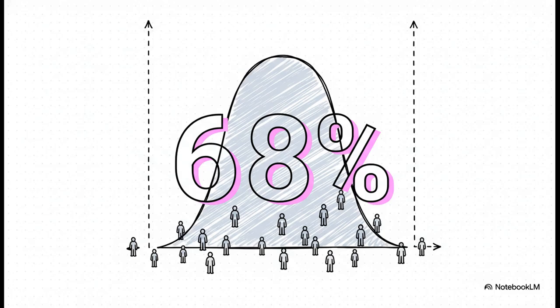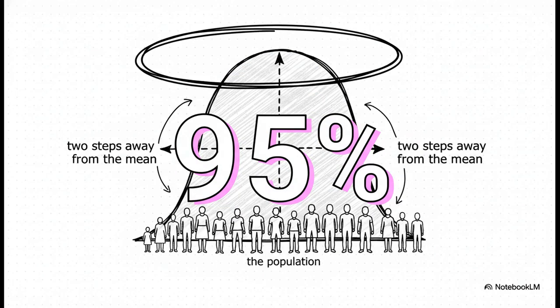The rule says that about 68%, so more than 2/3 of all people, will have a height that's within one of those average steps, one standard deviation of the mean. This is basically the bulk of the average group. Now, if we take 2 average steps away from the mean in either direction, we suddenly capture a whopping 95% of the population. This covers almost everybody, from people who are fairly short to those who are fairly tall.